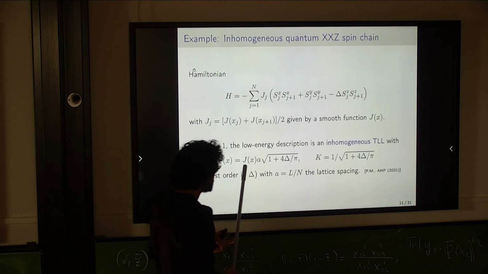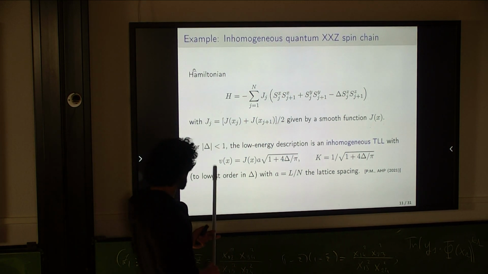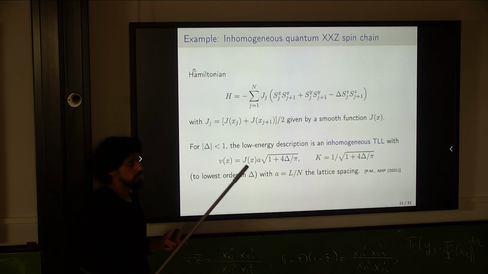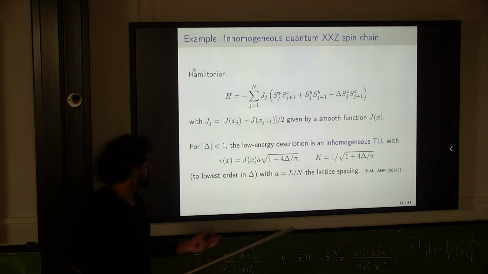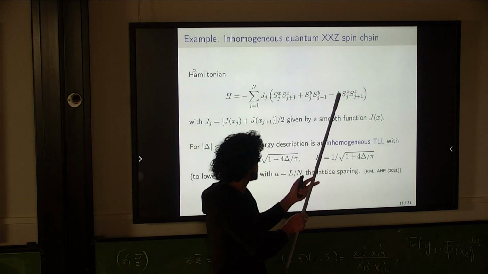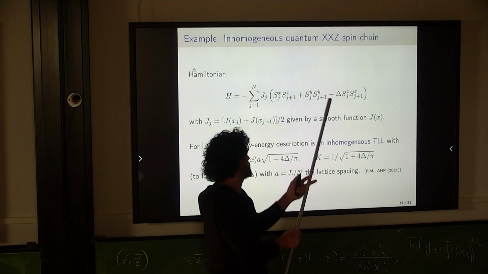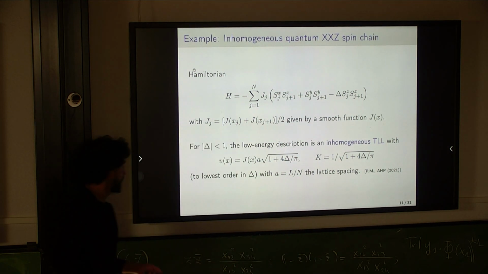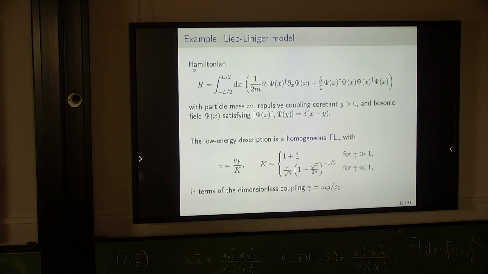In this case, we find a propagation velocity, and one can show that the propagation velocity will depend on the coupling and how it varies in position. Since delta is constant, K is constant. If delta also depended on position, you would have a K that also depends on position. So that's one example.